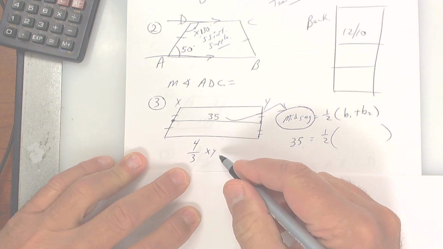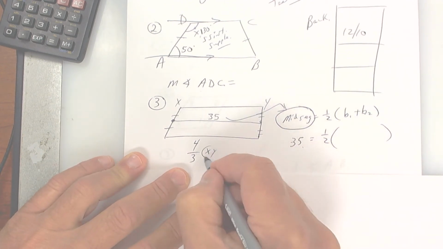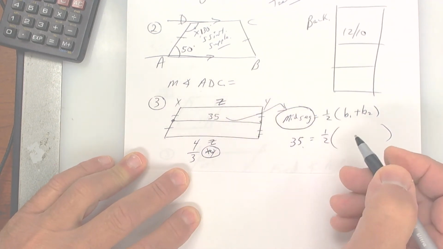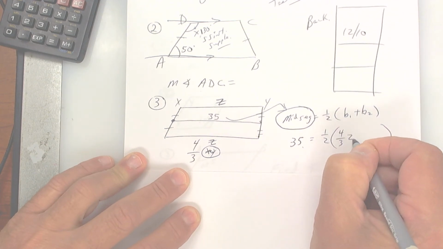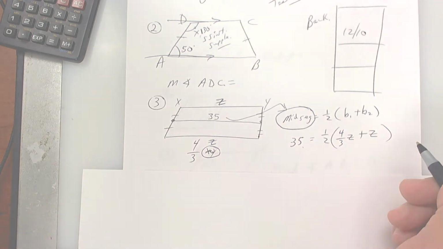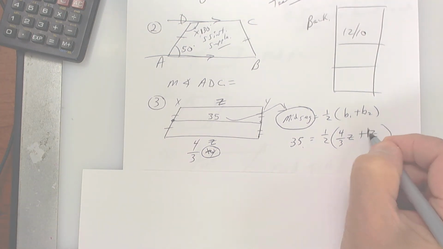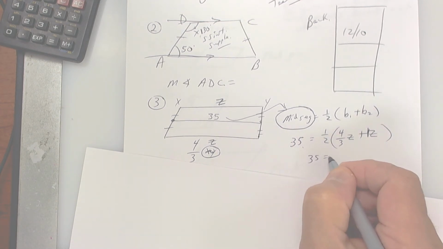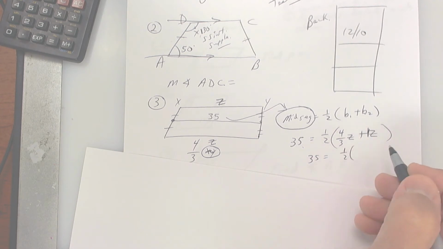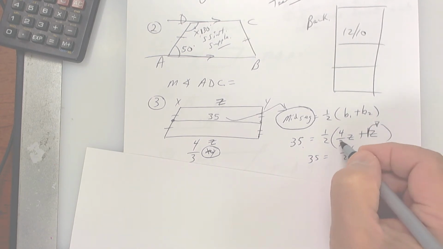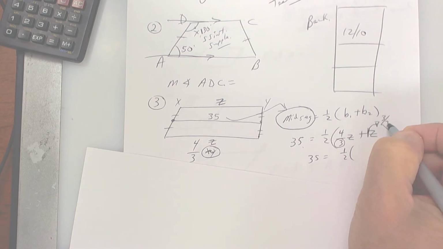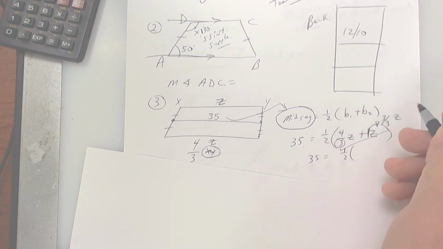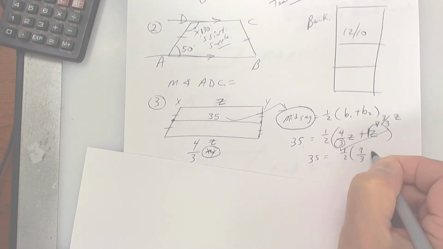Well, this base is xy, this one, so we're going to call this z and substitute z right here. Okay, so we're going to have 4 over 3 z plus z. Okay, there we go. And so now this is a 1 here. So what you want to do is add these up. So it's going to be 35 is equal to 1/2 times. Now this 1, you're going to change it to your denominator, which is 3 over 3z, because that equals 1. So now that you have the same denominator, you're going to get 7. You add your top numbers, 7 over 3z.